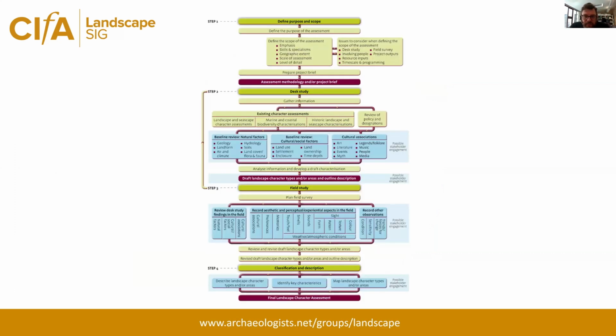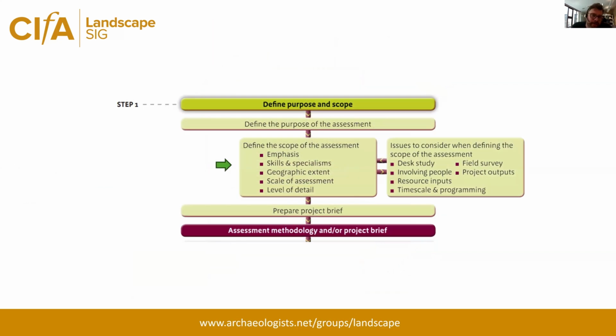This horrible and complex flow diagram is the process that we adopt if we're going to undertake a robust landscape character assessment, but we'll break that down. Step one is to define the purpose and scope of the assessment. And when we're defining that scope, we need to make sure we've got the skills and specialisms involved that are necessary to produce a robust, rigorous, and well-informed assessment. And I think access to heritage consultants and heritage experts is key to those skills and specialisms to ensure that heritage consideration is included.